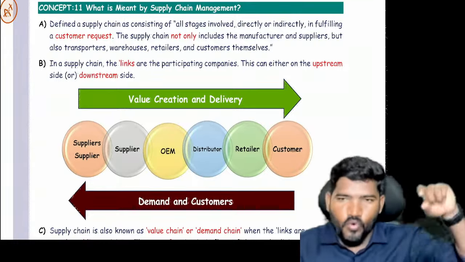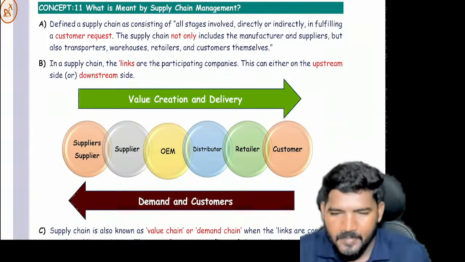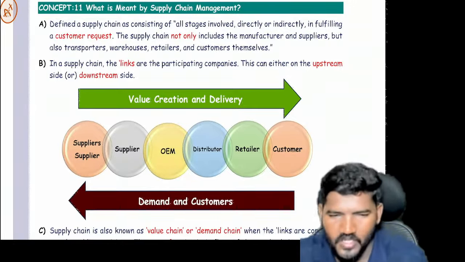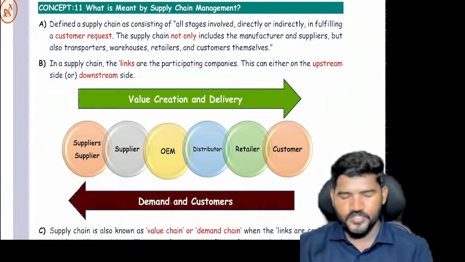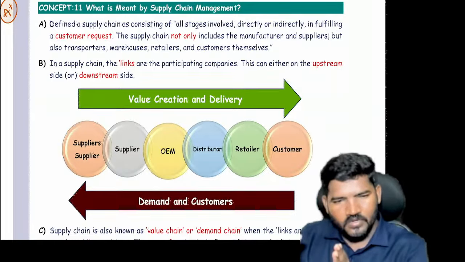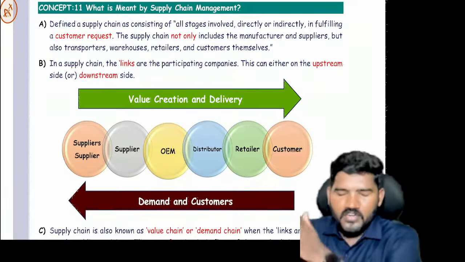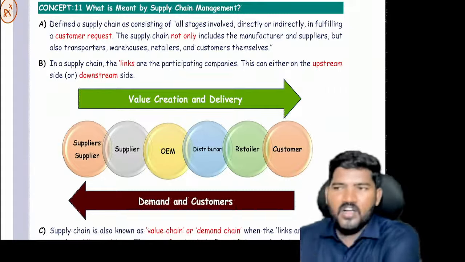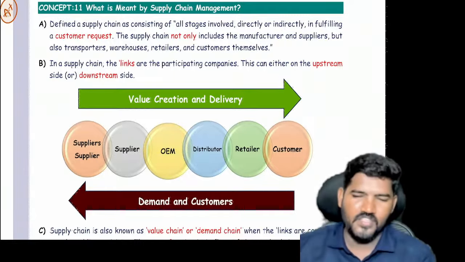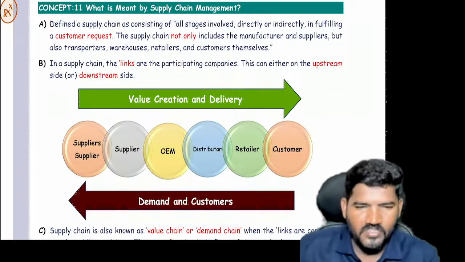He purchases from the OEM. What I called a manufacturer has a technical name: OEM, original equipment manufacturer. The wholesaler will purchase goods from the OEM and sell goods to the distributor. The distributor purchases goods from the wholesaler and sells to the retailer. The retailer purchases goods from the distributor and sells to the customer. This is the way to fulfill customer needs, and the concept is called supply chain management.